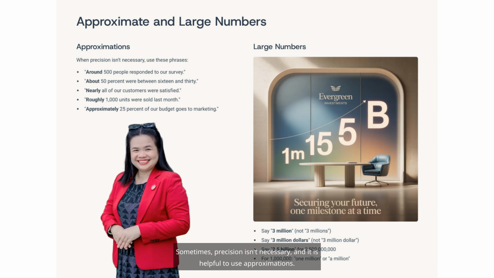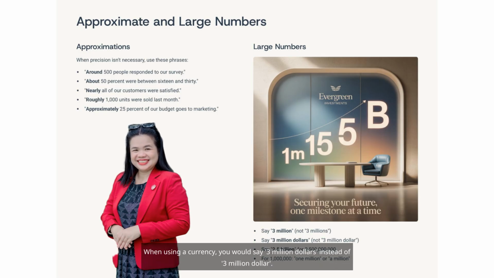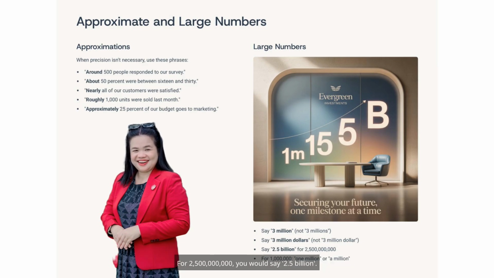Sometimes precision isn't necessary, and it is helpful to use approximations. You can use phrases like around 500 people, about 50%, or nearly all of our customers. You can also use roughly or approximately for numbers like 1,000 or 25%. For large numbers, you would say 3 million instead of 3 millions. When using a currency, you would say $3 million instead of $3 million. For 2,500,000,000, you would say 2.5 billion.